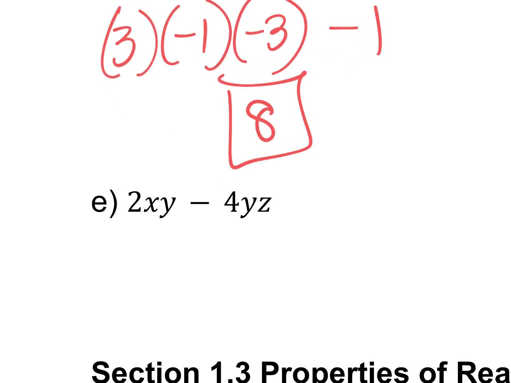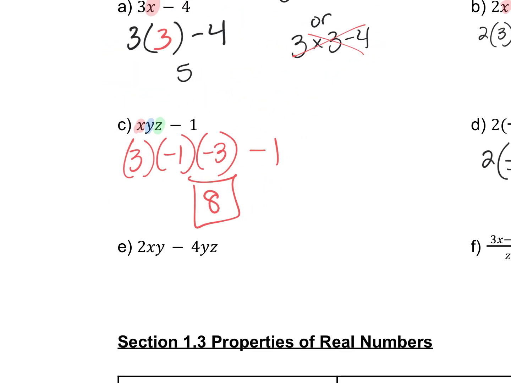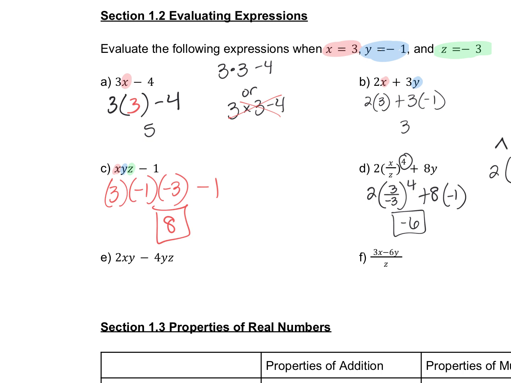Just 2 more, and then we're done with this video. Oh, I better zoom back out. So we're going to be plugging in 2 times 3 times our y, which is -1, minus 4 times -1 times -3. Lots of negatives, so be careful. I'm typing in my calculator now, and I'm getting negative 18.